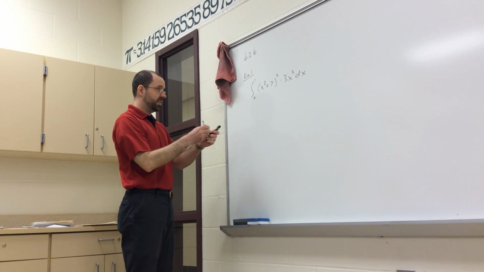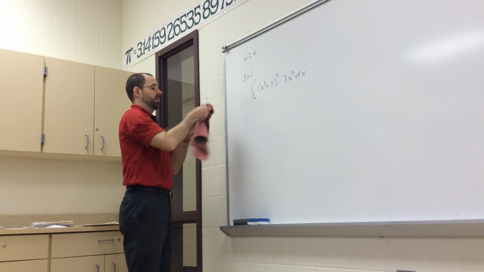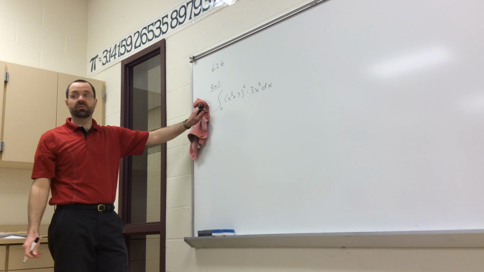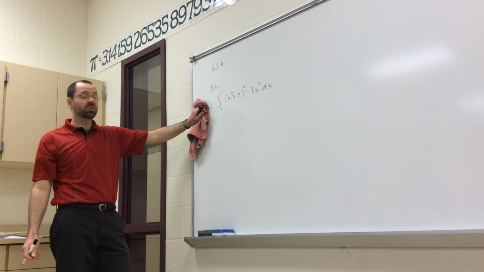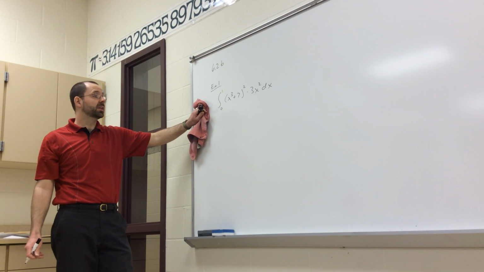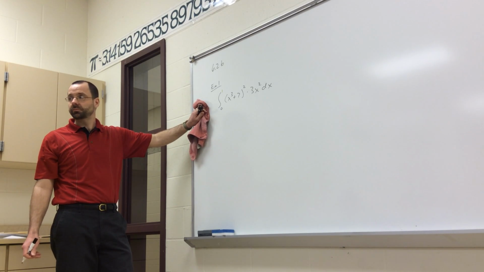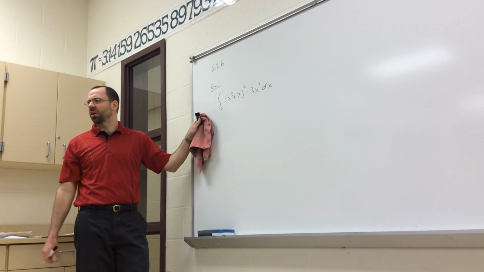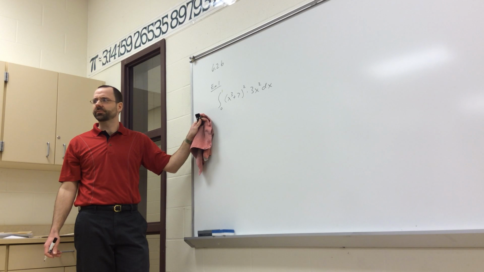So 6.2b today. Example 1 is the integral from 0 to 1 of (x cubed plus 7) squared times 3x squared dx. So what do you think about this problem? How should we start, do you think?